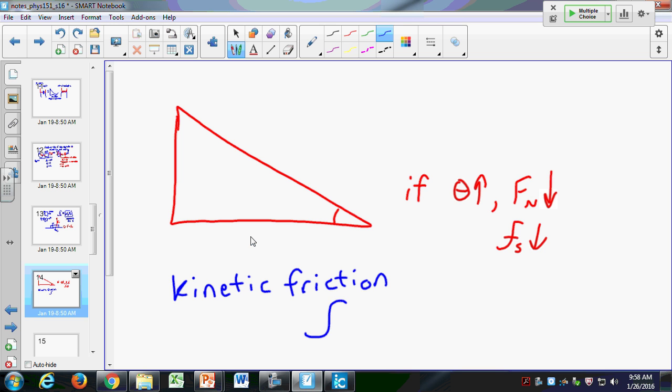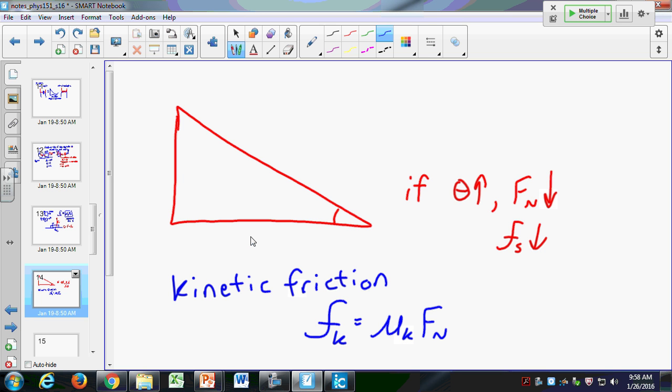Kinetic friction, we'll call it Fk. K is for kinetic. Call it Fk, and it's equal to mu k times the normal force. So it's exactly like the static frictional force, except now instead of mu s, like we had before, we have mu k, and then we also don't have that funky inequality sign. We just have an equal.